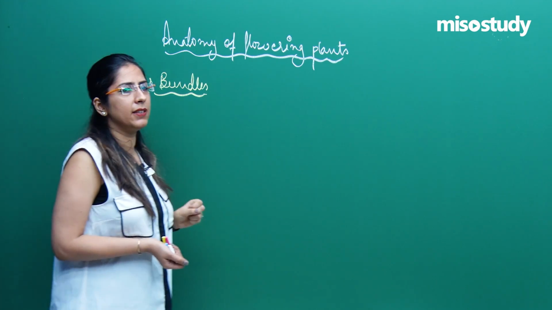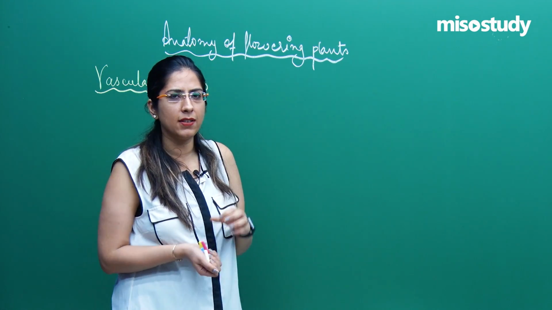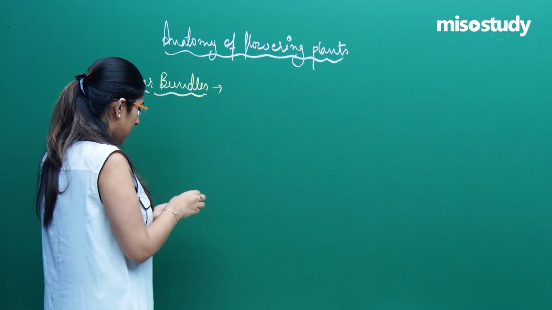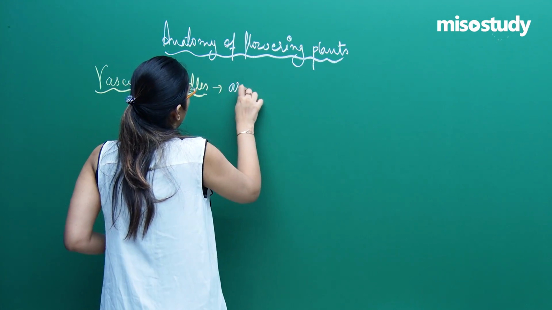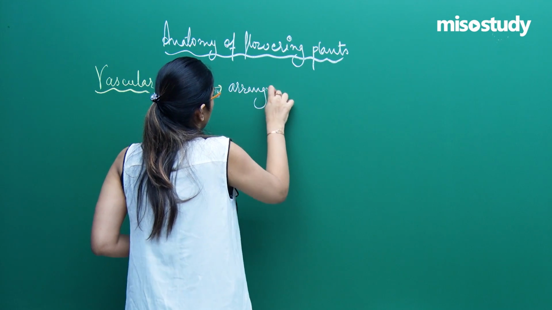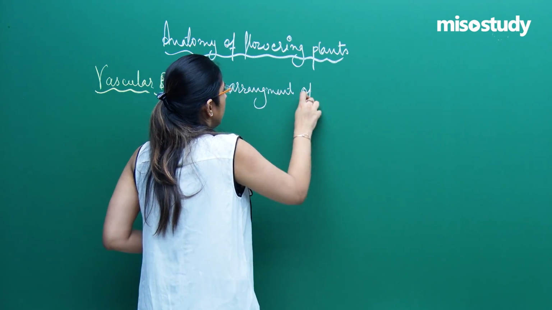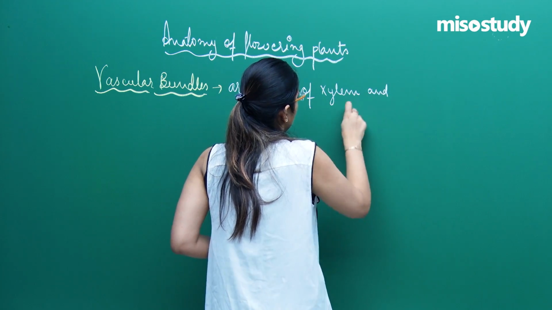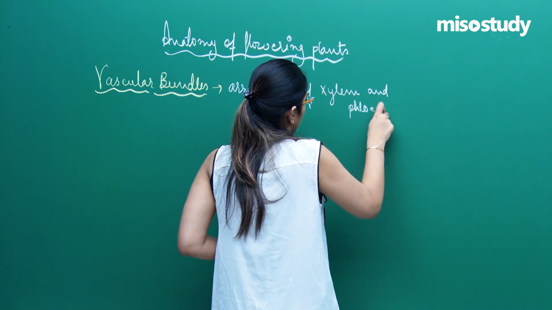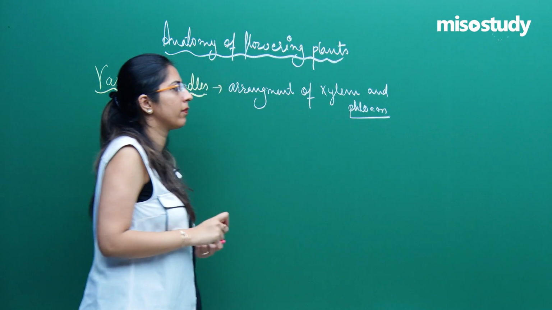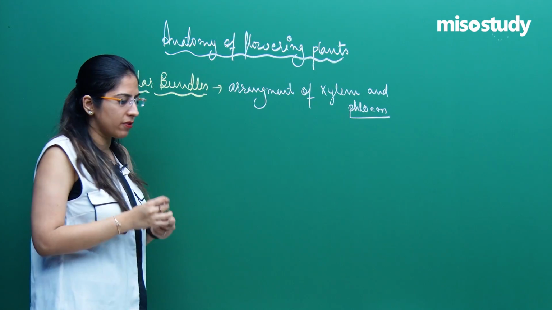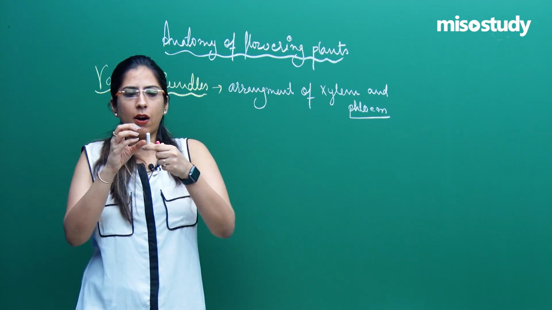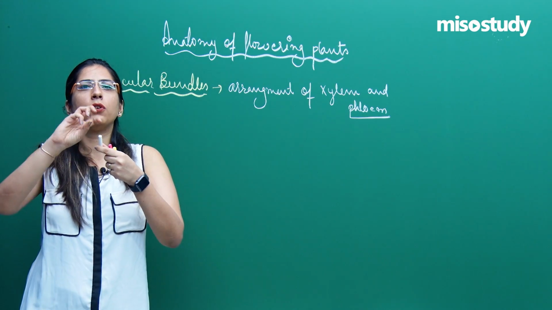In the vascular bundles, we have already discussed the phloem and the xylem. So what are vascular bundles? These are the arrangement of xylem and phloem. Now, how they are arranged: whether the phloem is present in the periphery, or the phloem is present in the center, or in between, and whether they have cambium or they do not have cambium.